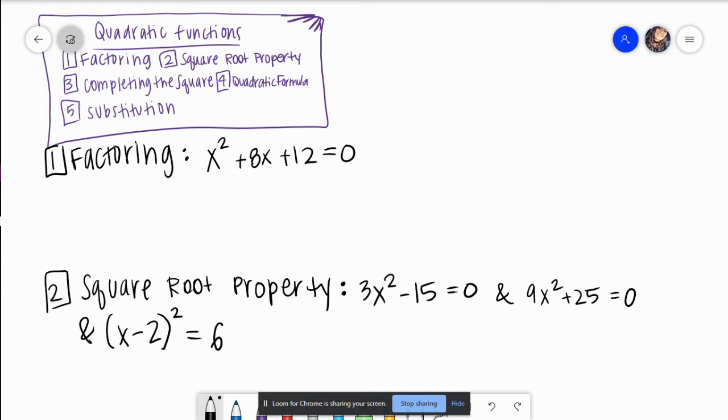If you read 3, 4, and 5, I'm going to do videos for completing the square, which is very important, the quadratic formula, and then substitution. So for this video, what we're going to do is a factoring example and 3 square root property examples.